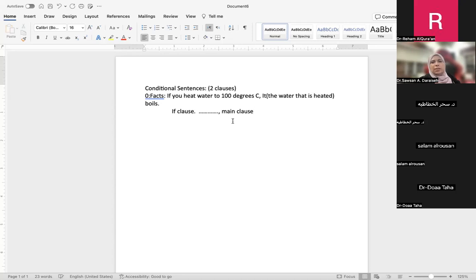Exactly, 100%. But at the same time, it's called an independent clause and a main clause, because if we remove the first section and we read the water that is heated boils, it is meaningful. It's full of meaning. And we feel it could stand on its own if we did not have the first clause, right? This is why we say that as well.